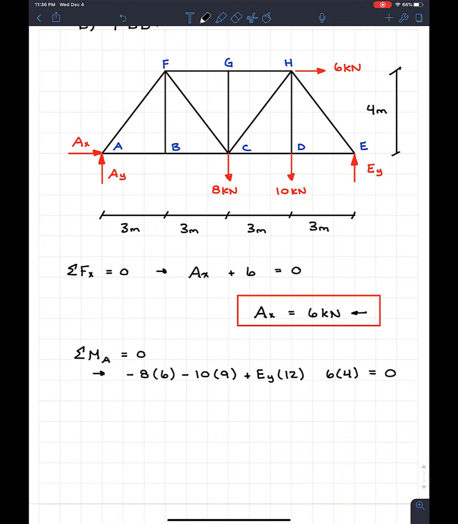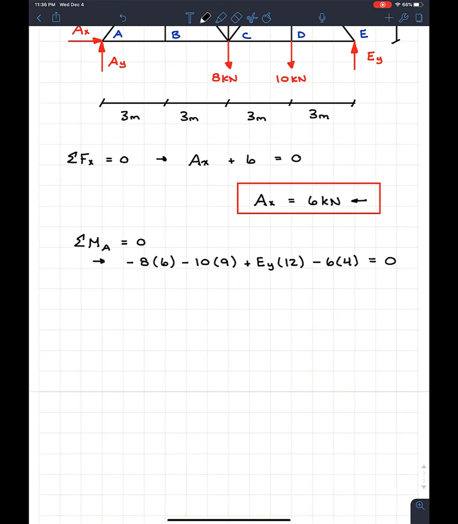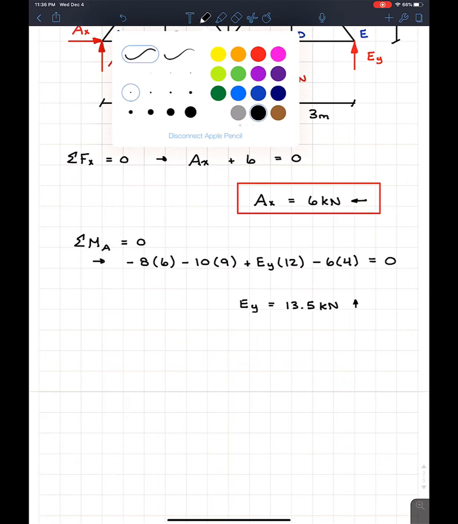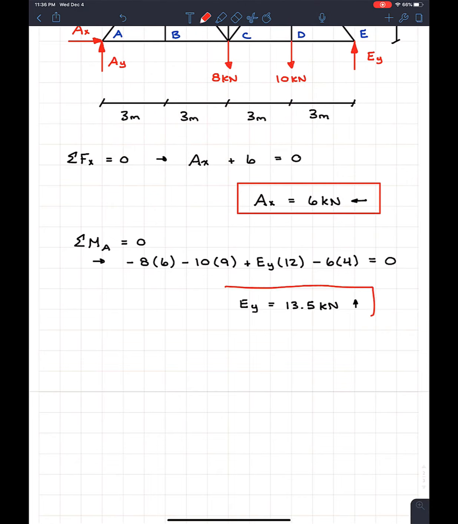But the last thing that we have to do is realize that the 6 kilonewtons will also create a clockwise moment. So it's also going to be minus 6. So we have a nice equation. We only have one unknown. We can solve for all this, and what we'll find is that EY is equal to 13.5 kilonewtons. And it was a positive answer, so our assumed direction of up is correct. So we can just keep that as a little arrow up, and we're going to box it like this, and we're good to go. So now we know 2 out of the 3.